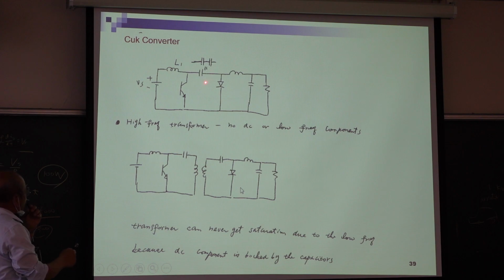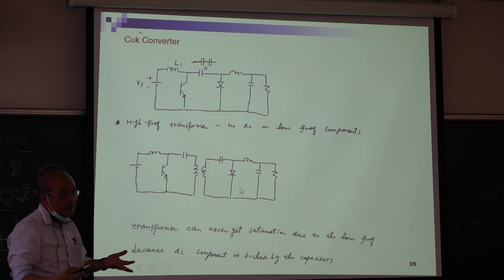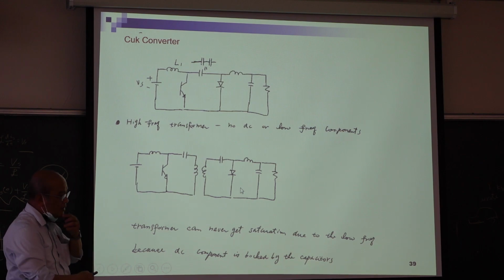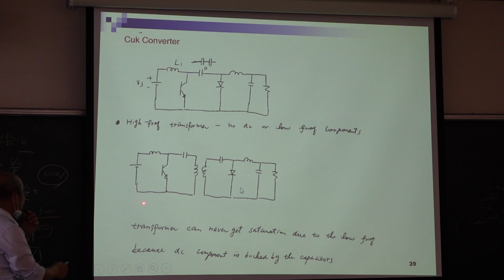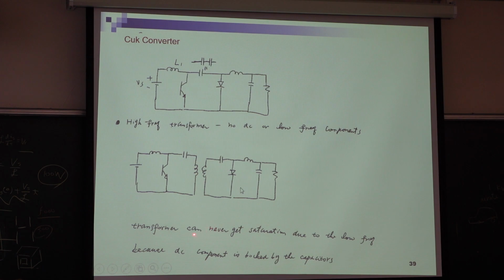Another advantage is if you design the Choke converter, the L1 and the L2 current are always continuous. So more smooth. And we can use either buck or boost. So in this case, the transformer can never get saturation because we use a capacitor here to block DC voltage. If you have DC voltage, then the capacitor will block the DC voltage.